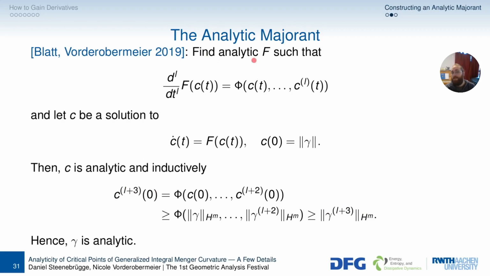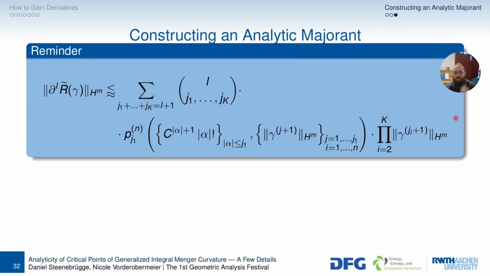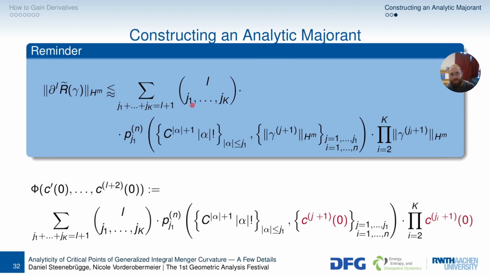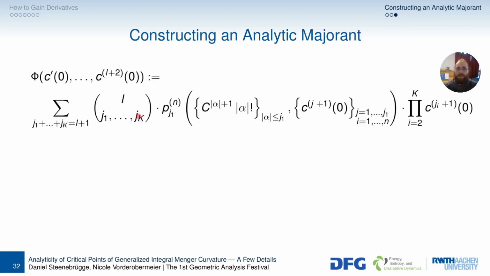Okay, and how to find this analytic f? Well, we already had this upper bound. Let's define a phi by just replacing every instance of gamma by c in this formula. And then you see that we have the j plus first derivative of c everywhere, which is a bit ugly, so for the sake of simplicity, let's get rid of these plus ones.